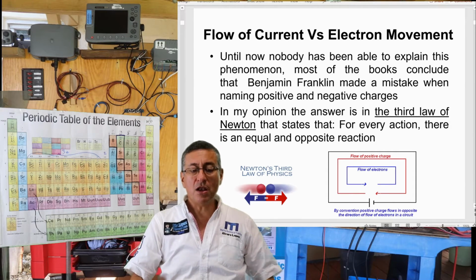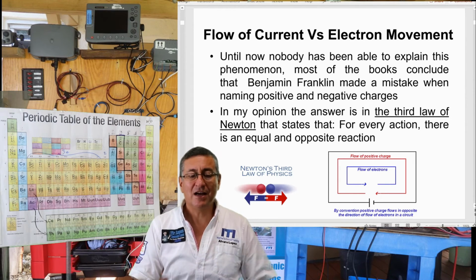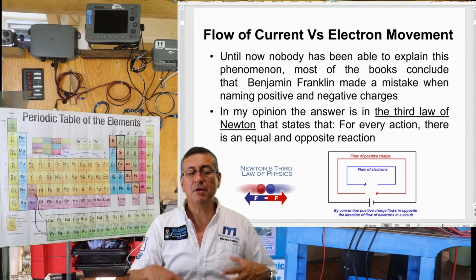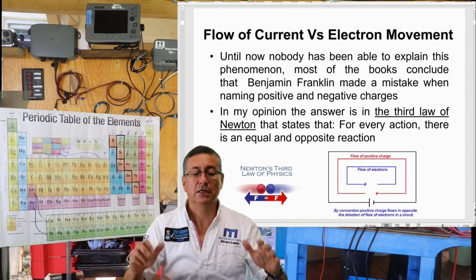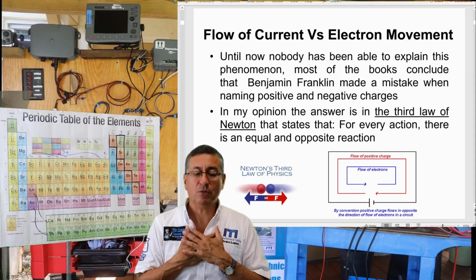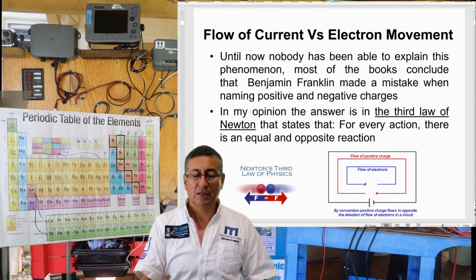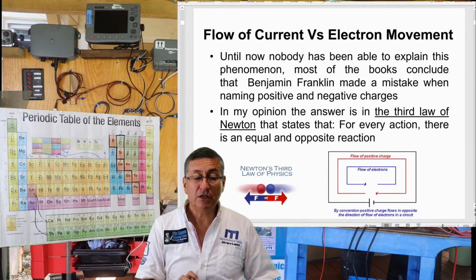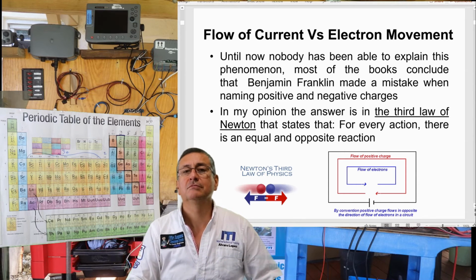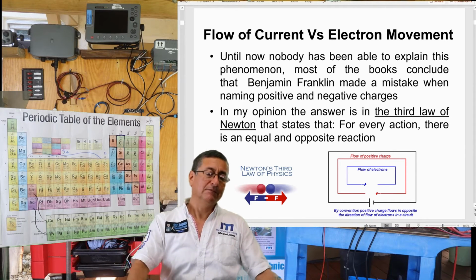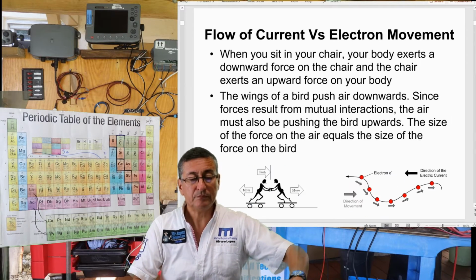Until now nobody has been able to explain the phenomenon. Most of the books conclude that Benjamin Franklin made a mistake. No, Benjamin Franklin is right. In my opinion, in Lopez's opinion, the answer is in the third law of Newton, which states that for every action there is an equal and opposite reaction. Finito. Alright? Okay, for that reason the electricity flows in different directions.